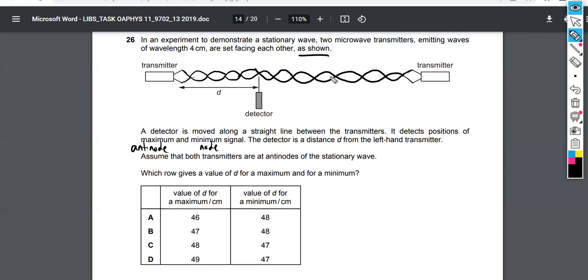Now, there's probably a whole bunch more waves than I've drawn here, but it's representative of what's going on between those transmitters. This transmitter sent out a wave, this one sent out a wave, and they're interfering right in between. They're superposing, and you're getting places where they've constructively interfered, antinodes, and destructively interfered, nodes.